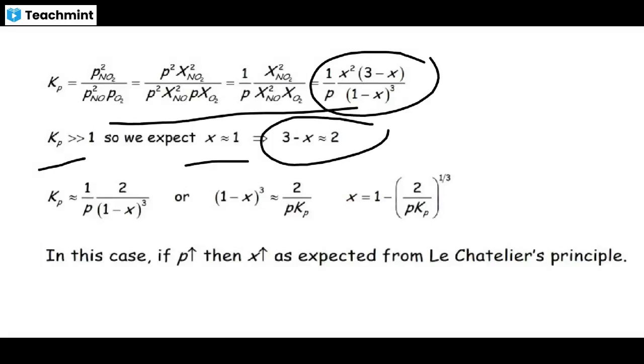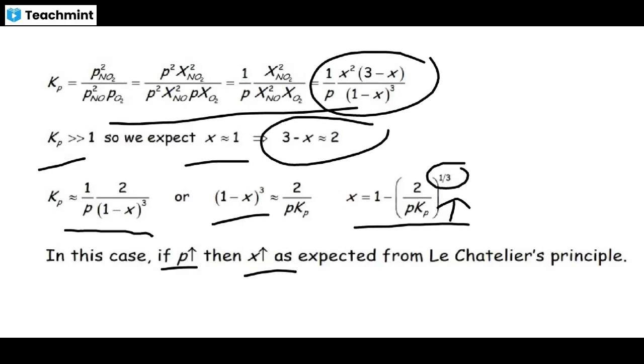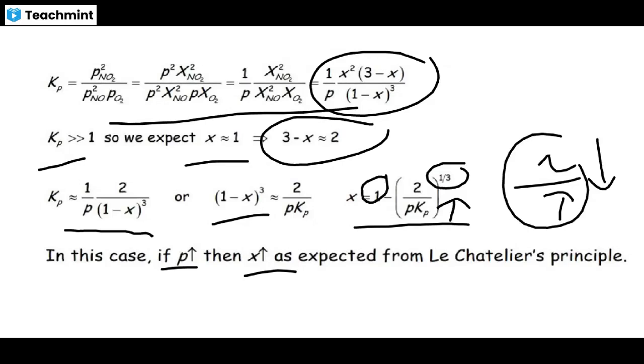Here the equation is reduced to (1 minus x) cubed equal to 2 by p Kp. It is simple mathematics; if you try, you can understand this. So here, increasing the pressure, x is expected to change, from Le Chatelier's principle. Here there is a positive power, so increasing pressure means the below value increases. The below value increases means the total value decreases, so x increases.